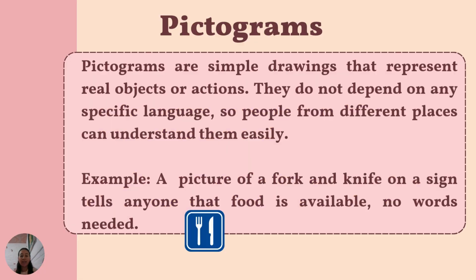Now, what are pictograms? Pictograms are basically small, clear drawings that show an object or an action. The important thing is that they don't belong to any particular language. That means a person in another country can understand the message, even if they don't speak the same language. For example, a picture of a fork and knife on a sign tells anyone that food is available, no words needed.